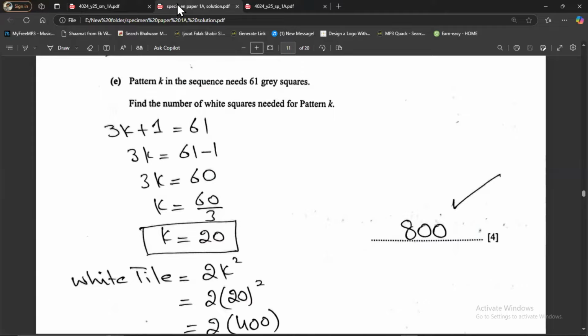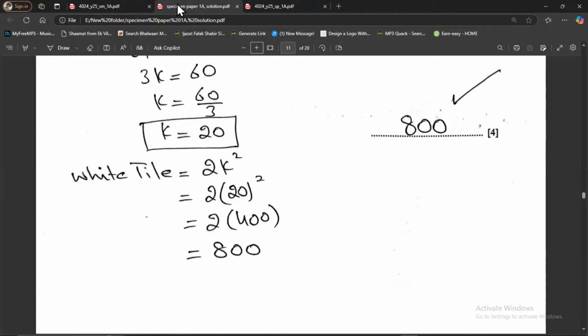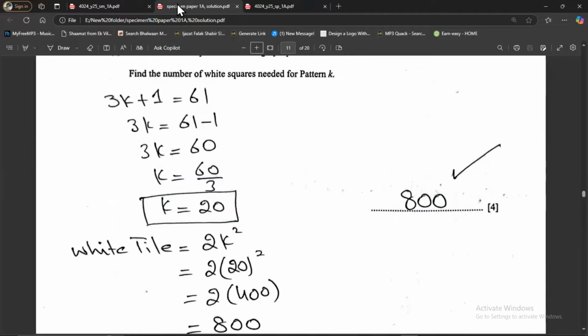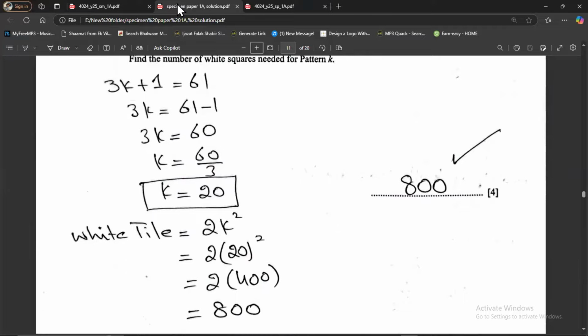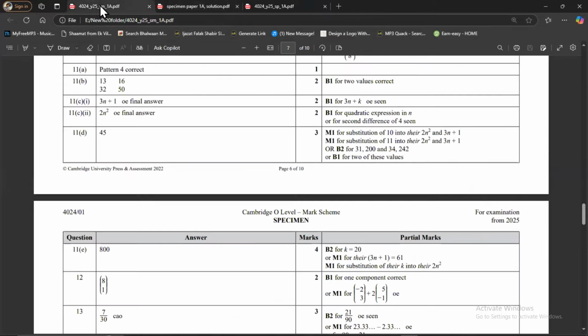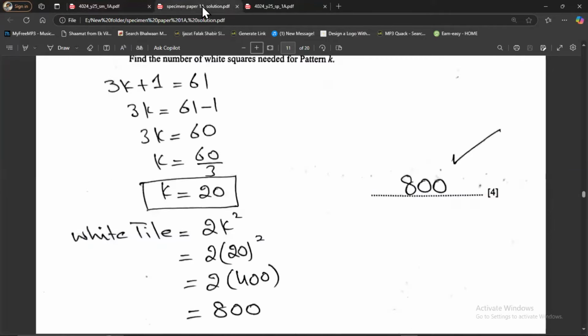So the white tiles needed will be 2k squared. We know the value of k, so it will be 2 into 20 squared, so 2 into 400, that is 800. So the white tiles needed are 800. Hopefully you understand this. You can see here 800 is the right answer, sir.